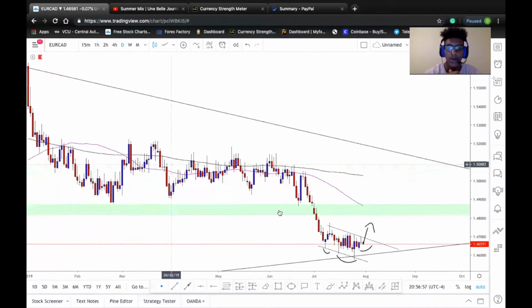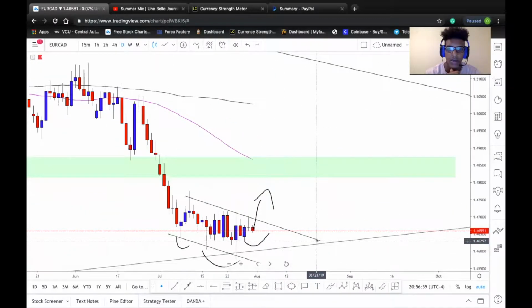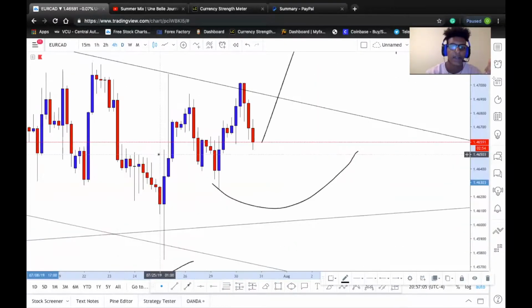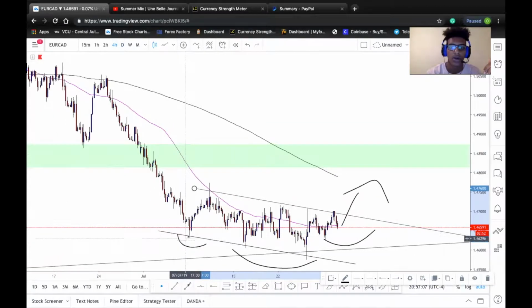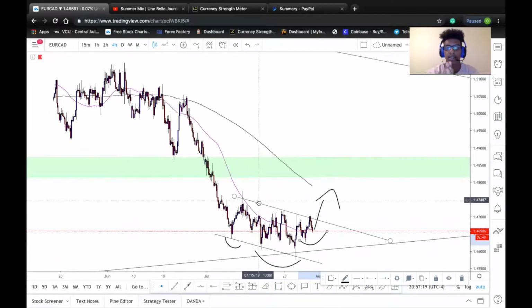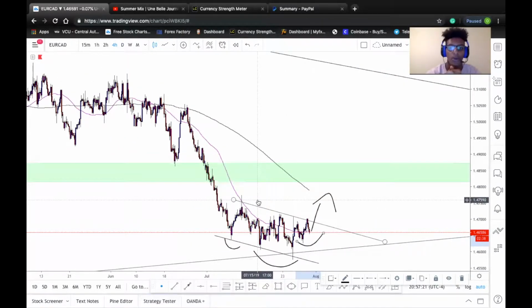Just scaling down, we thought we had price break our trend line, but price ended up coming right back. Scaling down even further, you can see we were essentially creating an inverted head and shoulders. We're looking to execute off this inverted head and shoulders, this impulse flag, and it looked like it broke, but you see it is back in our channel.